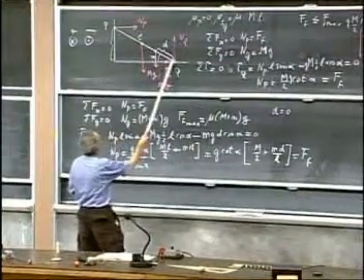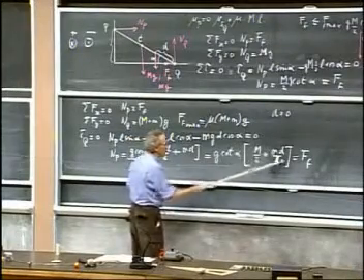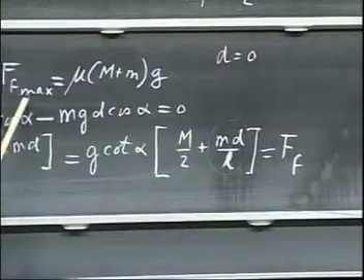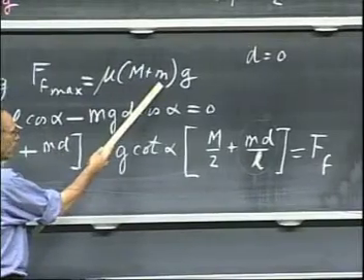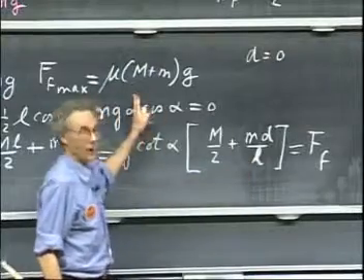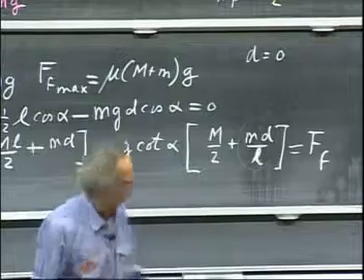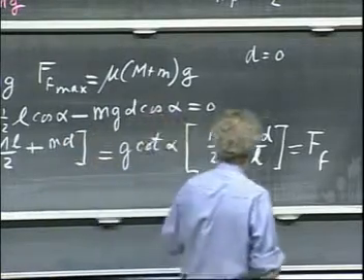As the person starts to move up, the frictional force gradually increases because this term goes up. But the maximum friction remains the same. It's independent of d. And so now there comes a time that this force becomes larger than the maximum friction, and then the ladder will start to slide. And that, of course, is what we want to find out now.